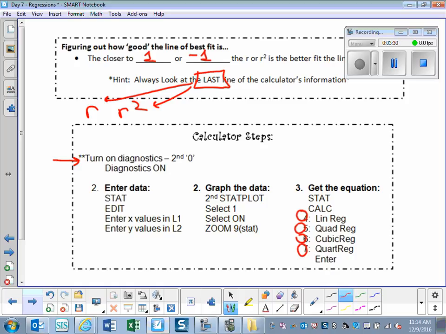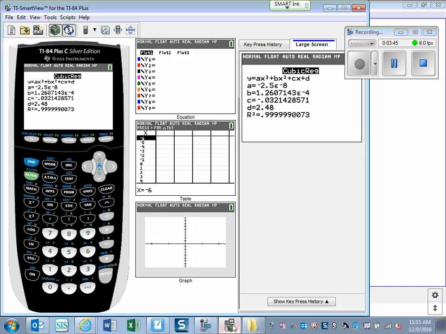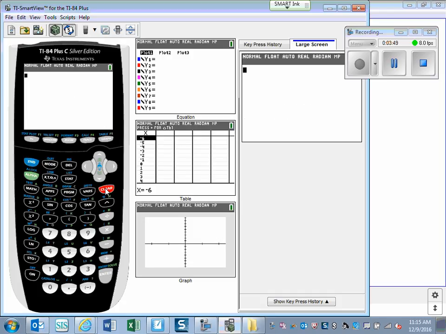Okay, so now we'll go through some examples. Questions here? Done this before, right? So let's just look at this first example. Determine the equation of best fit. So I get my calculator. Let's everyone just go through these steps to set diagnostics on, even though your calculators probably already have that.